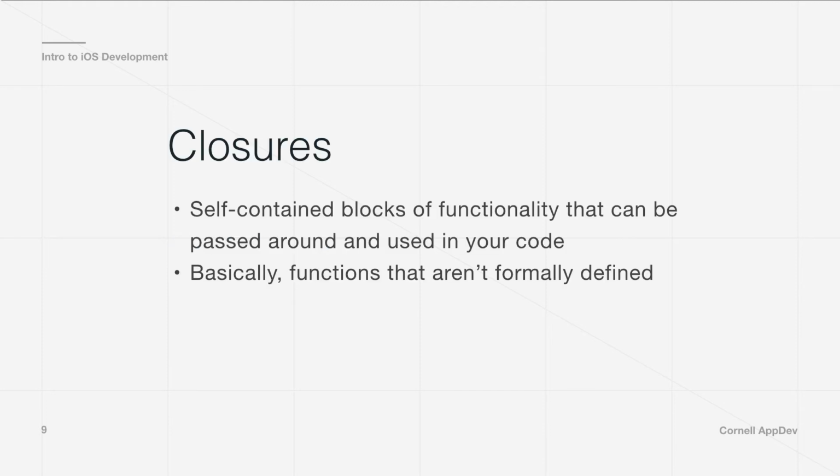Okay, so last time when I showed you an example of a network request, we had something called a closure. We made a request, we got some data from a URL, and we had a little piece of code that did something with that data, and that was called a closure. A closure is pretty much a function that's not formally defined. It's a self-contained block of functionality, and we don't use the func keyword to define it like we would with a function. It's a piece of code that we can use in our iOS app.